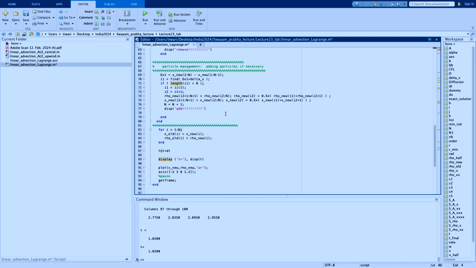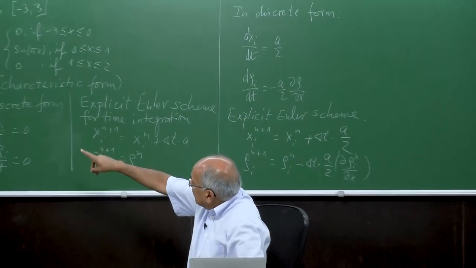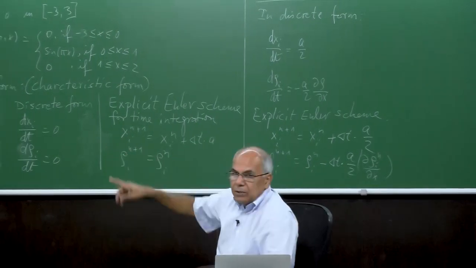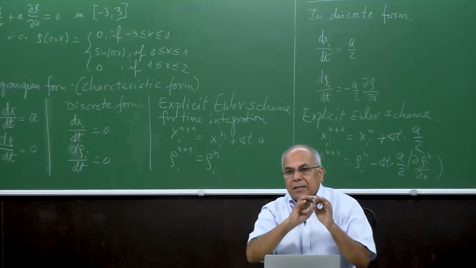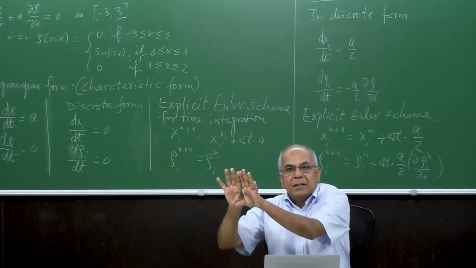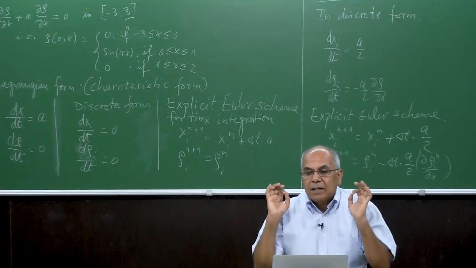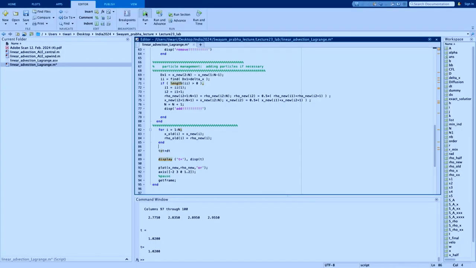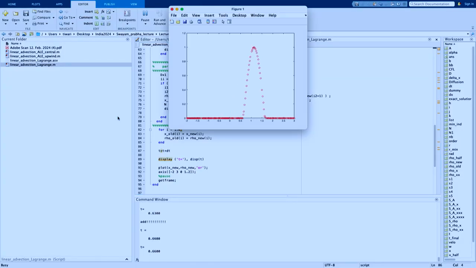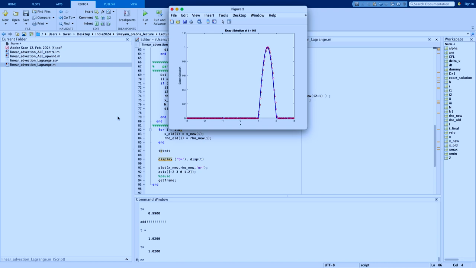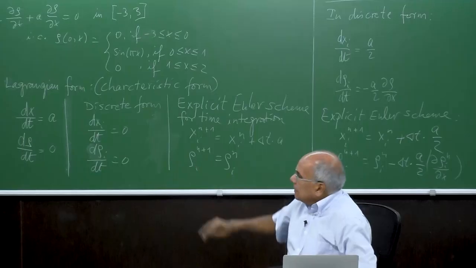So let us see. In this case, since we know that it is constant, it is just moving with the initial frame. So we should get the exact solution. Let us check the simulation. So you see, finally, the red is the numerical solution and the blue is the exact solution. Nothing has been lost because we have not approximated any derivative.